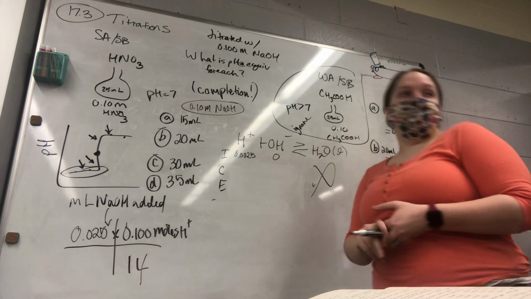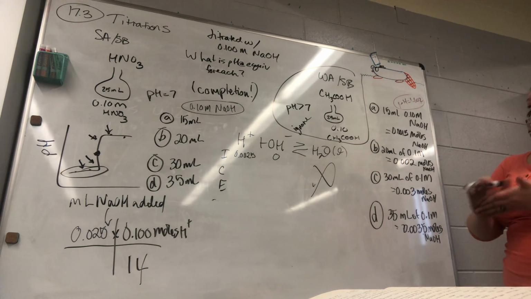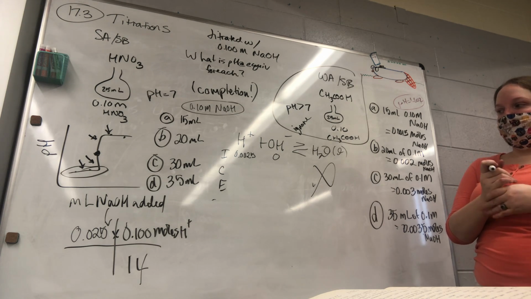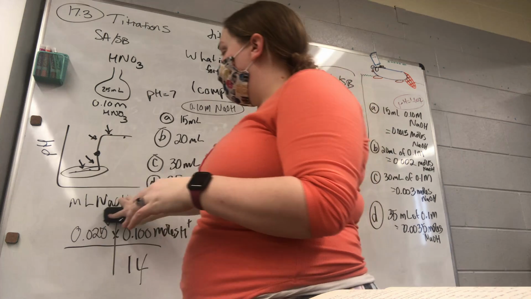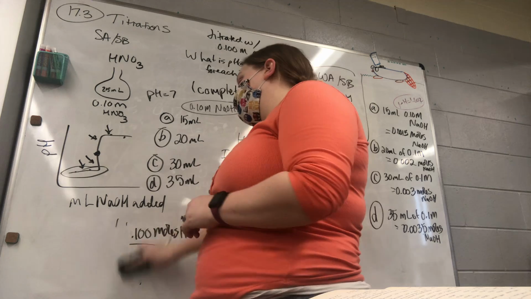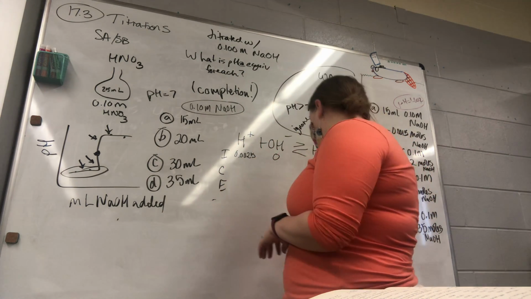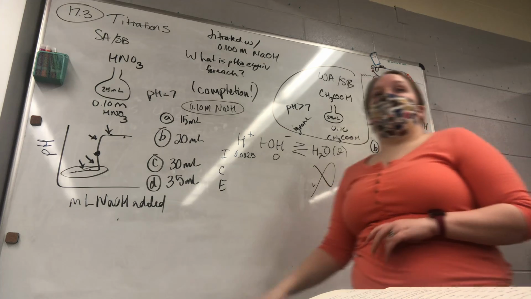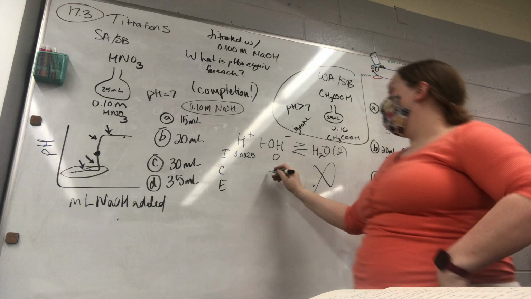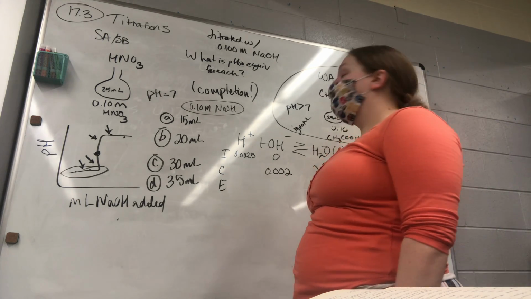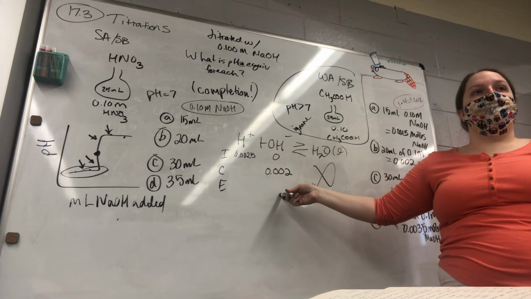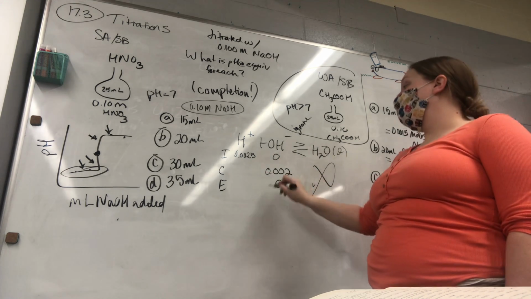Why would you use the mL of NaOH to get the H plus in the bottom? Oh, I didn't. That was liters. I was calculating H plus. All right. For B, we have 0.002 moles of NaOH. Which one's going to get completely consumed? This guy, right? So there's going to be none left.